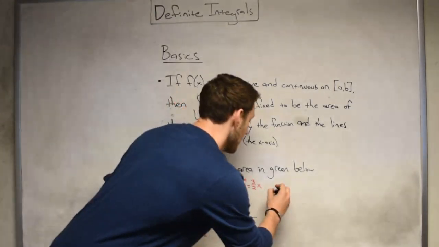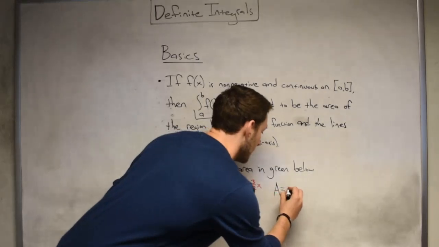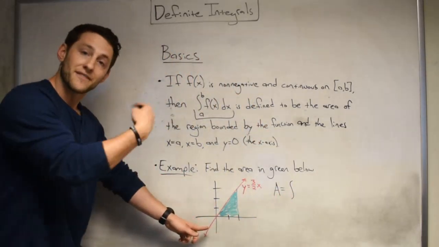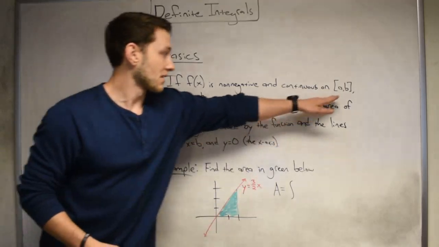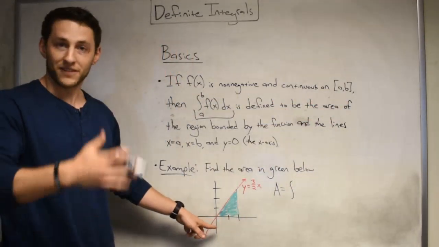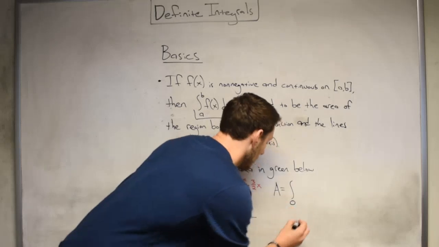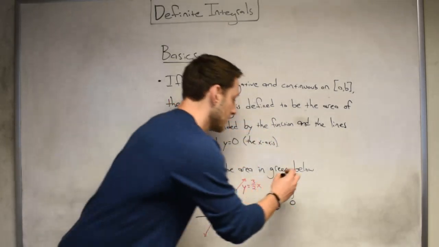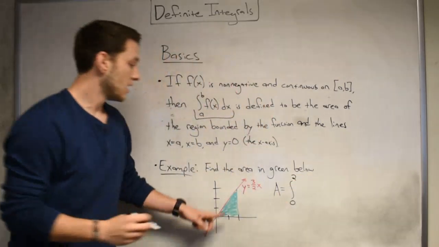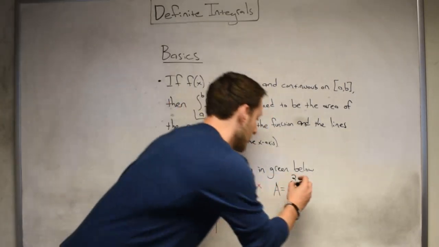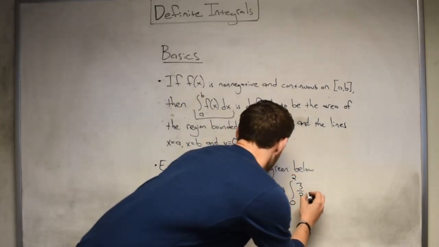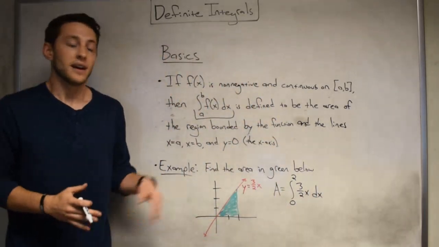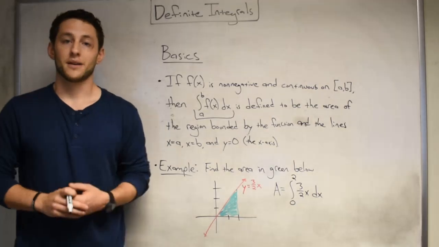So I could say the area is just the integral from a, our left-hand point, which is 0, all the way over to where we stop on the right, 2, of our function 3/2 x, all with respect to x. And that thing will represent the area.